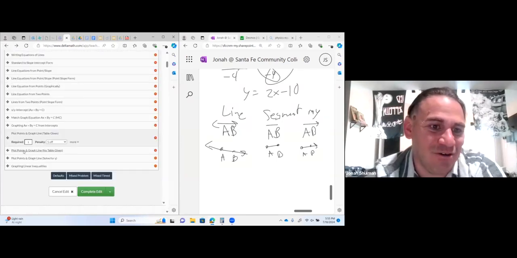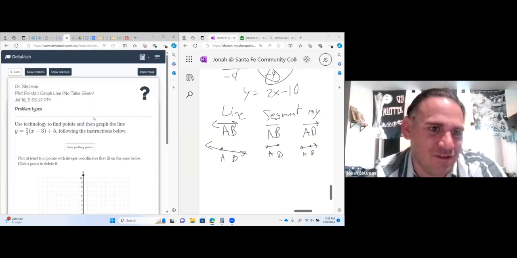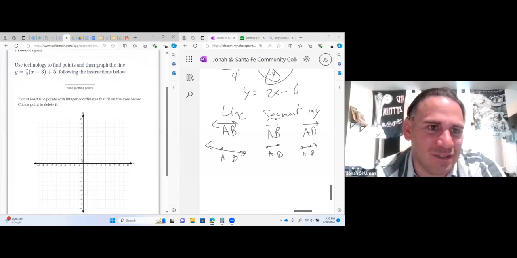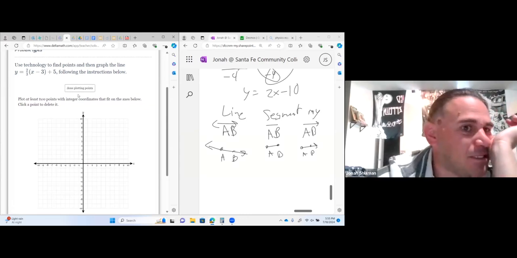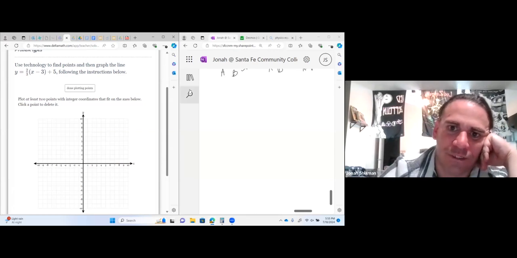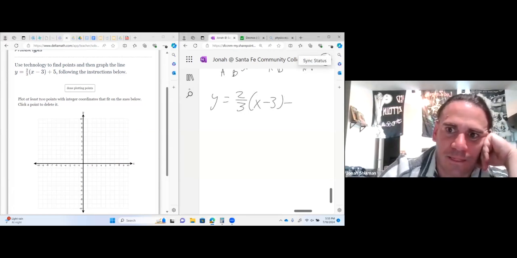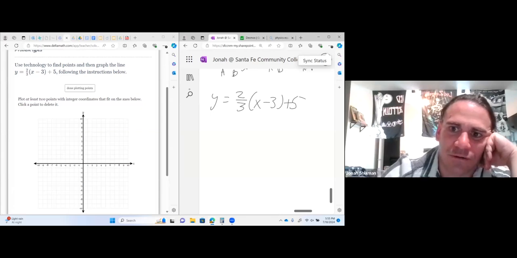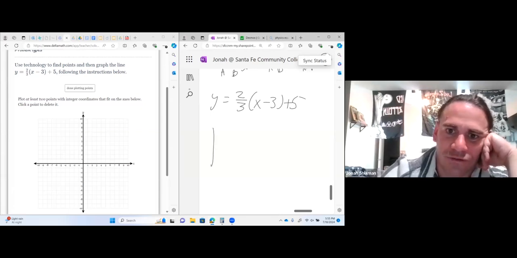All right. No table given. Oh no. So here's the same idea, but with no table given. They want us to plot points. The first point we're gonna plot, if this is 0... Oh man, there's so much happening here. Okay, here's our equation. So if I plug in, let's do, I don't know, negative 3, negative 2, negative 1, 0, 1, 2, 3. Let's just do that.